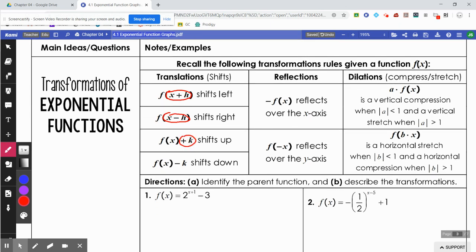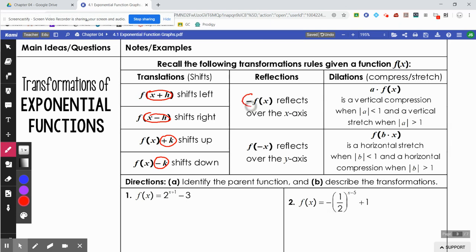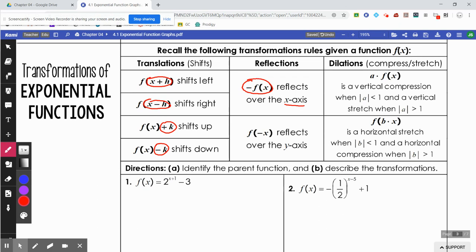If you add or subtract a number on the outside, it's either going to shift it up or down. Based on plus, it's going to shift it up. Minus, it's going to be down. A negative on the outside of a function is going to reflect it vertically, up and down over the x-axis. If you apply a negative on the inside, it's going to reflect it horizontally, or over the y-axis.